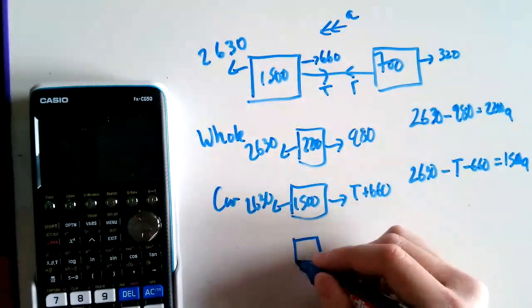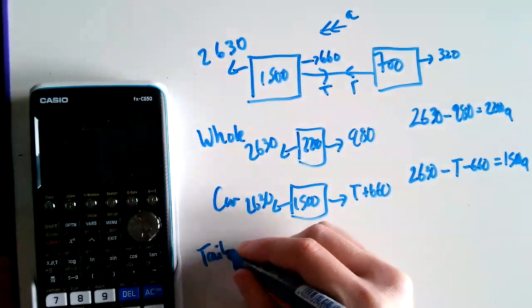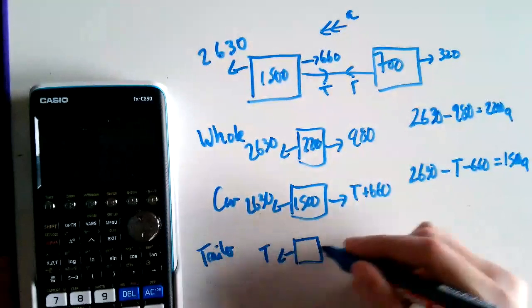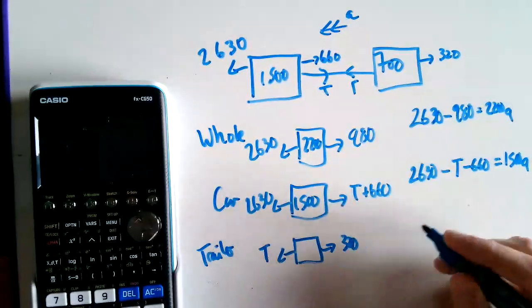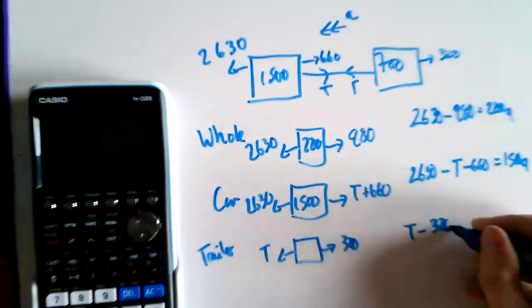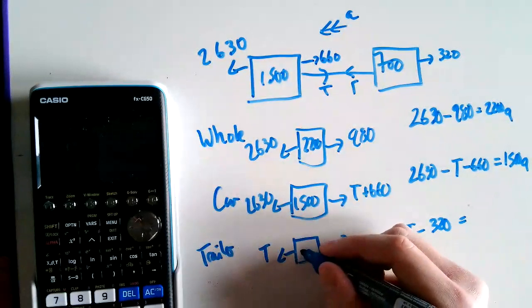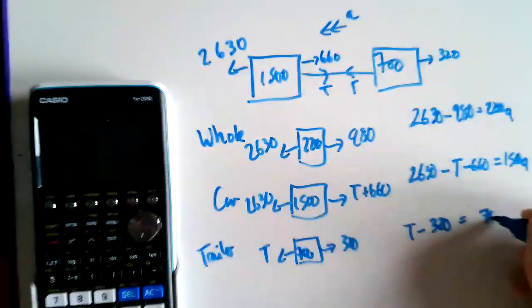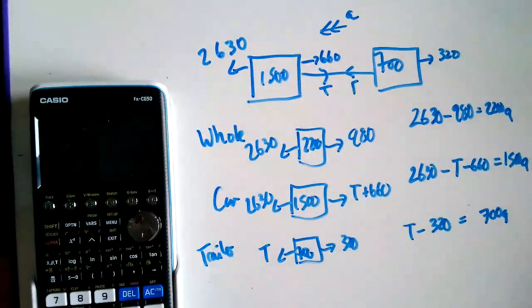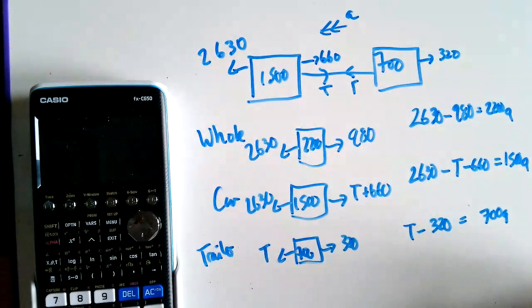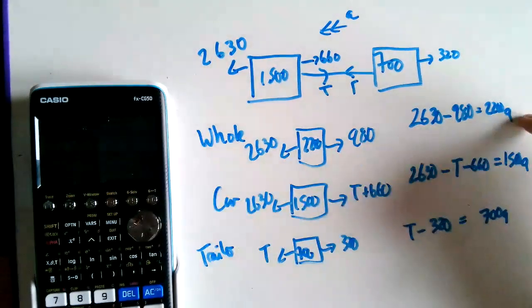And if I look at the trailer, I get T going forward and 320 going back. So I get T minus 320 equals, and it was 700, wasn't it? 700a. So to solve them, pick your favorite equations. You only need two of them. So I'm going to use the first one to get a.